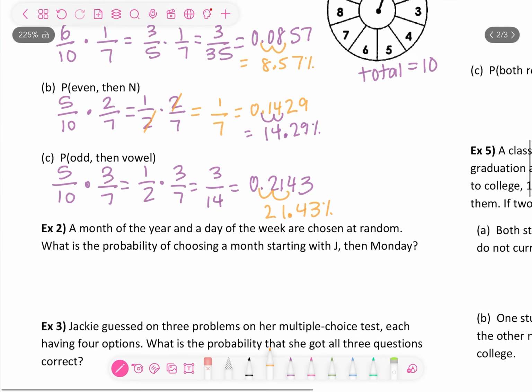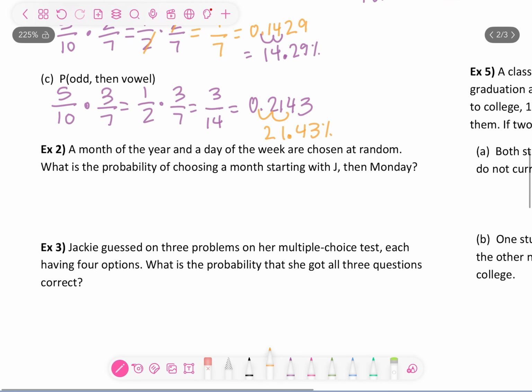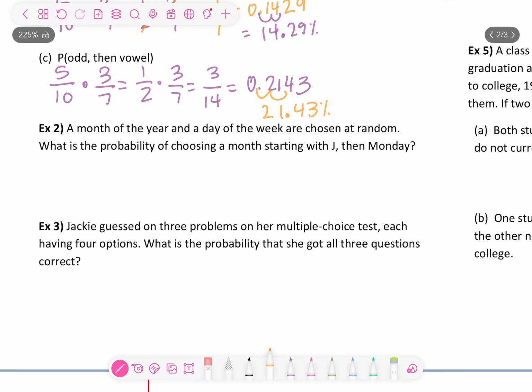All right, two more. Example 2. A month of the year and a day of the week are chosen at random. What is the probability of choosing a month starting with J, then Monday? Okay, month of the year and a day of the week are chosen. So let's look at our totals first. So month of the year. So there are 12 months in the year. So there's 12 total. And then days of the week, there's 7. So there's 7 total.